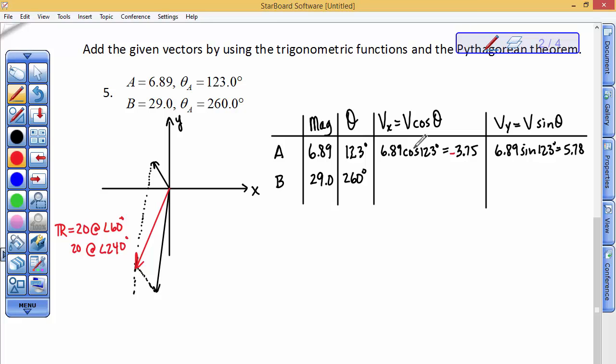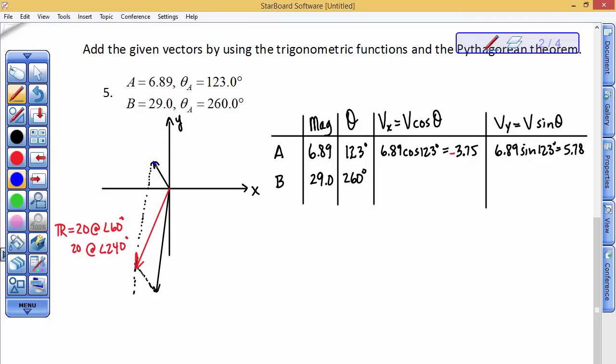So this was in the second quadrant, and in the second quadrant cosine is negative, sine is positive, so I should have gotten a negative result of 3.75 for the x component of this ordered pair. That tips off right there. I'm going to go ahead and redraw this vector in blue.